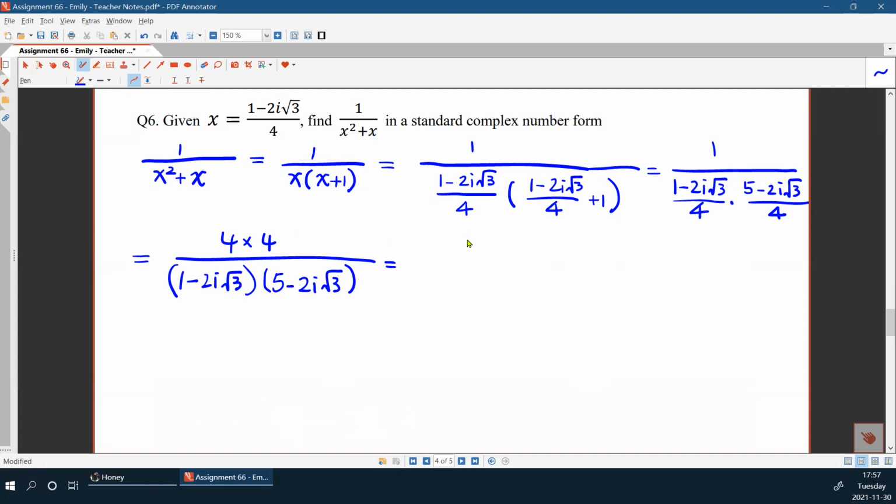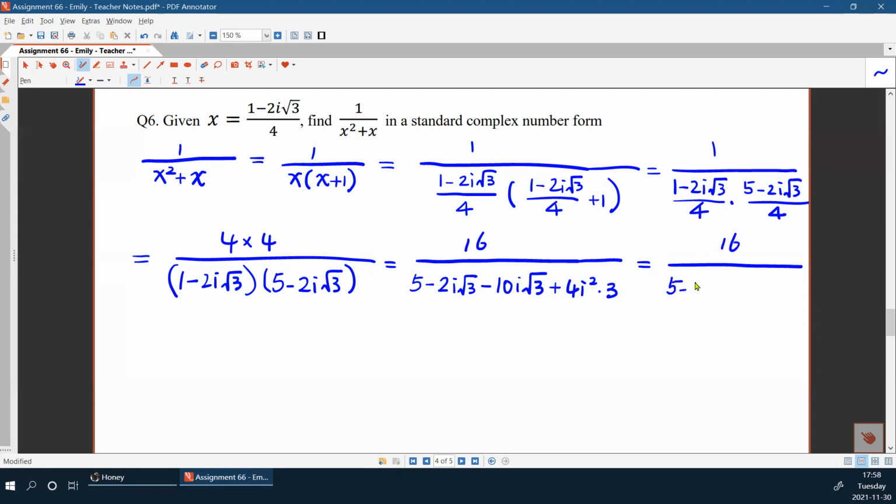And now the denominator is 16. And the numerator is 16, and the denominator we can just expand, which is 5 minus 2i square root of 3, and then minus 10i square root of 3, right? Plus 4i squared times 3. And this is 16 over 5 minus 12 minus 12i square root of 3, which can be combined to minus 7 minus 12i square root of 3, right?